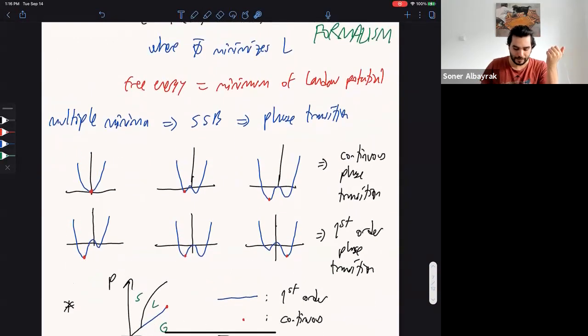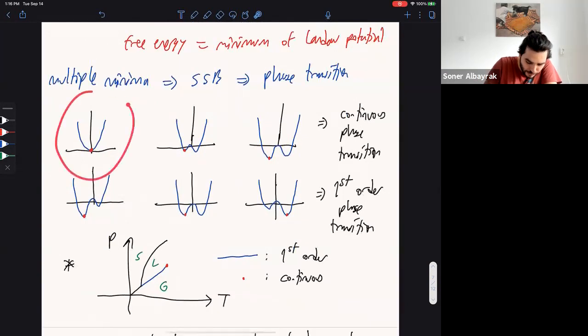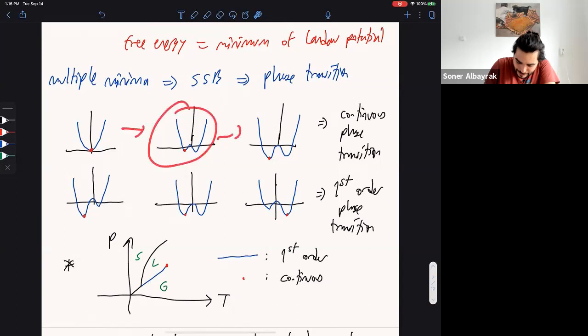Indeed, like, for example, I had these nice diagrams which are in my notes, and we viewed them yesterday, so I will be quick here. But take this potential, for example. Let's say I change some parameter. It becomes like this, and then like that. Now these two minima are degenerate.